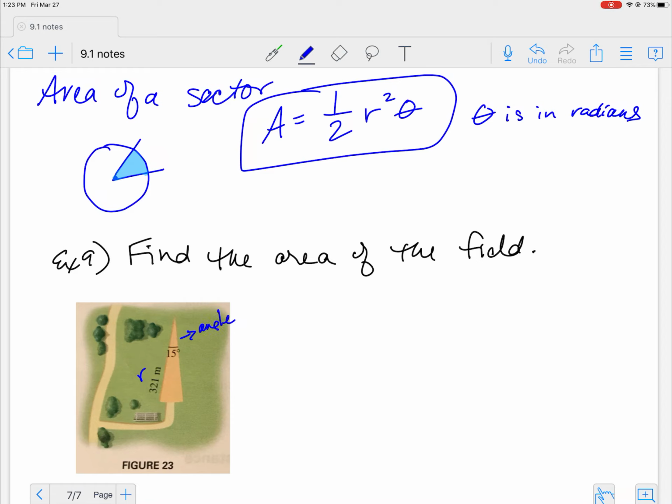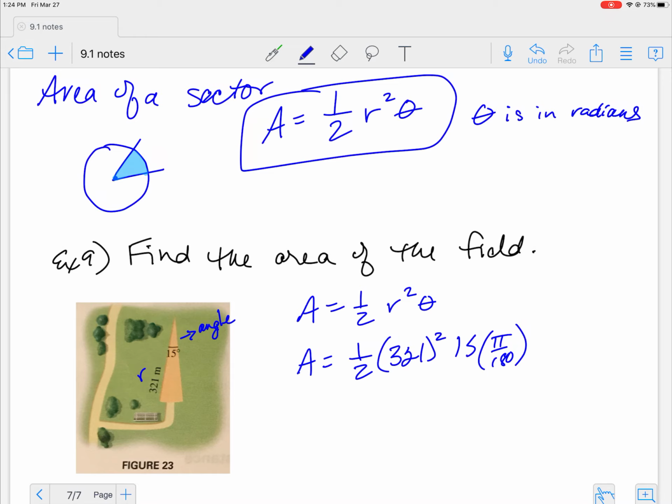My radius is 321, we see. This is my angle measurement, but we have to make theta in terms of what? Radians. So I now know that my area is equal to 1/2 radius squared theta. So area is equal to 1/2 times 321 squared times 15 pi over 180, because I'm taking my degrees into radians. And this is where we all get super excited about having a calculator. Plug it in.